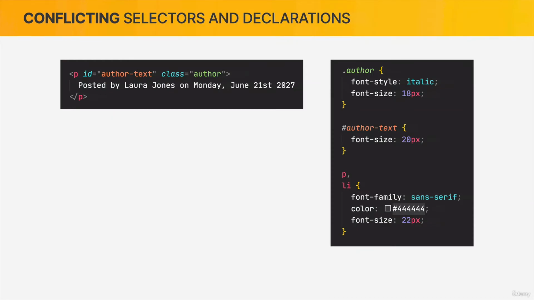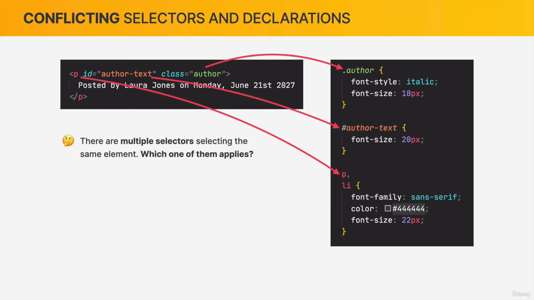So here is an example that is similar to the code that we wrote in our project. So it's the author paragraph that we have somewhere in the code, but here we have one ID called author text and one class called author. And then on the right side, we have three rules that are actually applied to this element. So as we can clearly see, all of these three different selectors, and therefore all of these three rules, all select the same element.